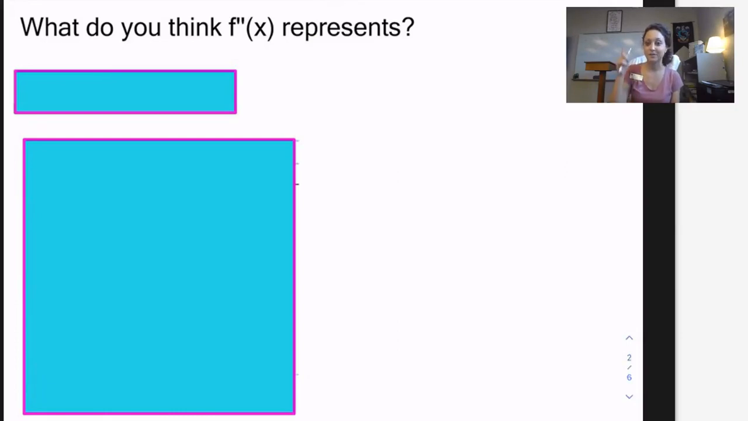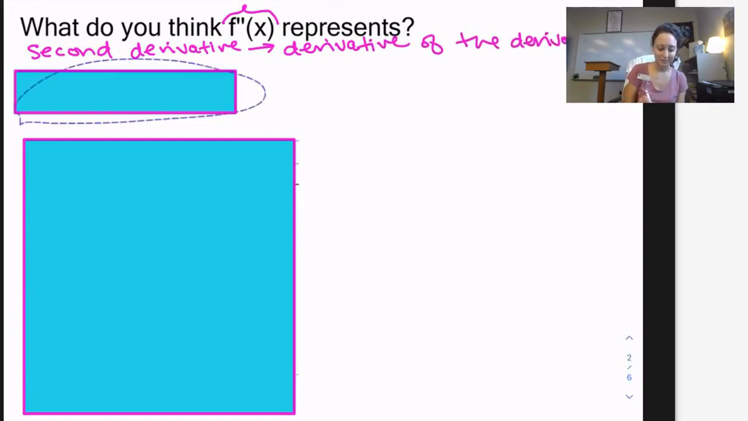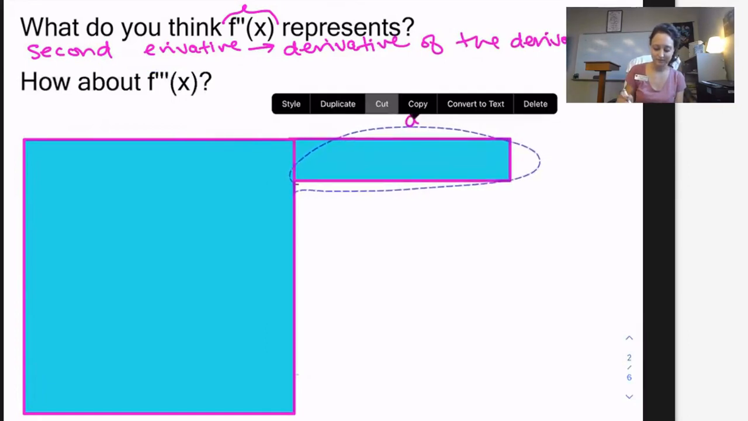When you've got f with 2 tick marks beside it, what do you think that represents? What do you think this means? So this is called the second derivative. And this is the derivative of the derivative. Okay.